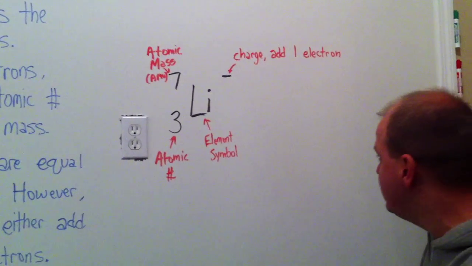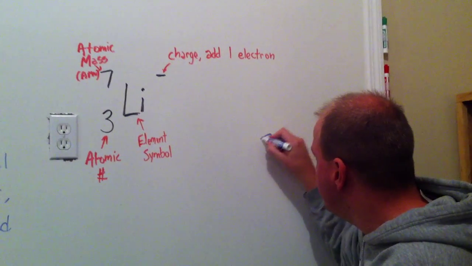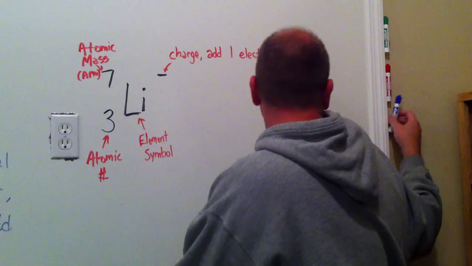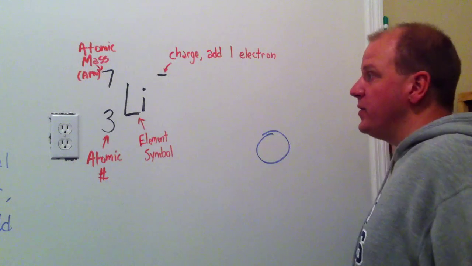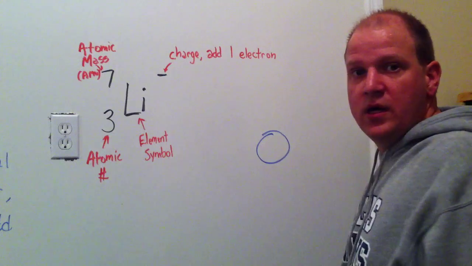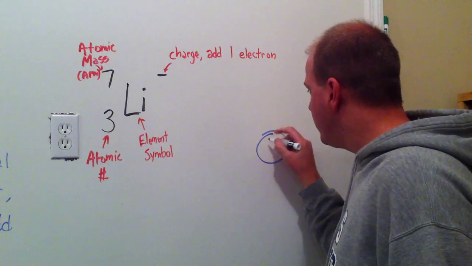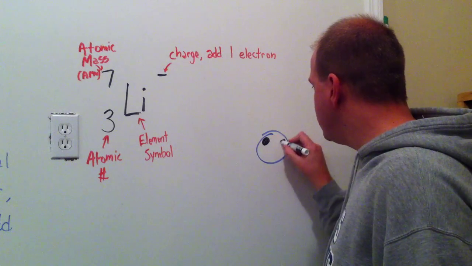So let's start with our nucleus on our lithium atom. So we draw out the nucleus. Inside our nucleus, we're going to start with the number of protons. And how many protons does this atom have? Well, it's got 3, because that's what the atomic number says. So I'm going to draw out 3 protons.